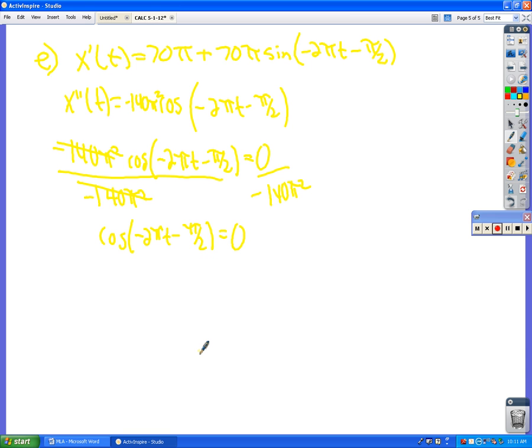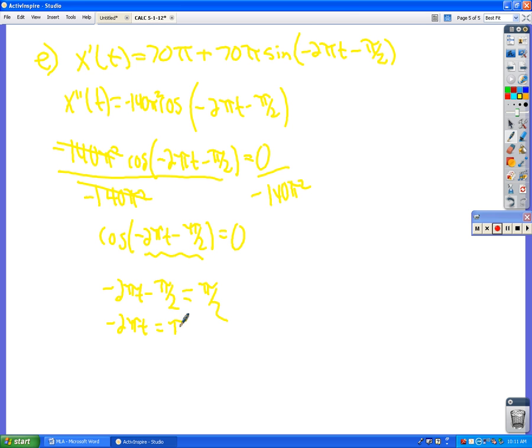Okay, so we need the cosine of negative 2 pi t minus pi over 2 equal to 0, right? So what does this stuff inside have to equal so that if I take the cosine of it, I get 0 as an answer? Pi over 2 would be the first place that would happen. So I'm going to add pi over 2 to both sides. So negative 2 pi t equals pi over 2 plus pi over 2, which is what?